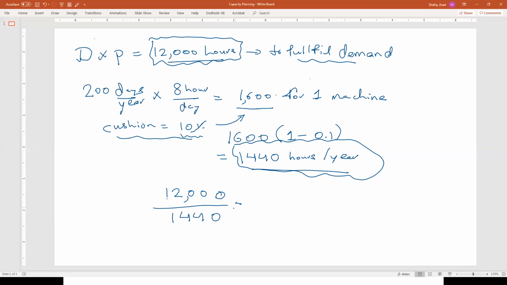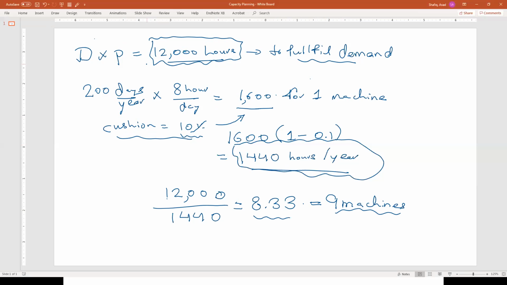And if you divide the two, this will give you 8.33, which means that in order to fulfill the demand, we need 8.33 machines. And since we can't have 8.33 machines, we will round it up to 9 machines. And the idea is that if we have 9 machines, we should be able to fulfill the demand for these 6,000 products or 12,000 hours as indicated here.